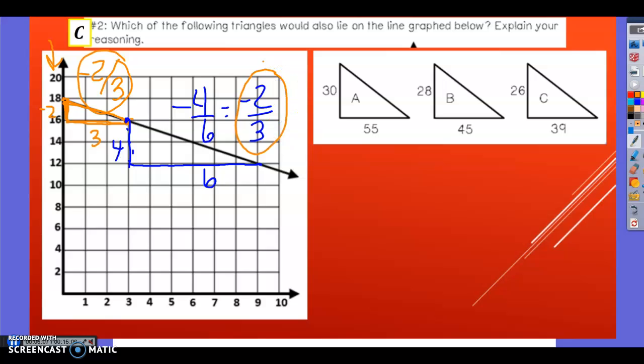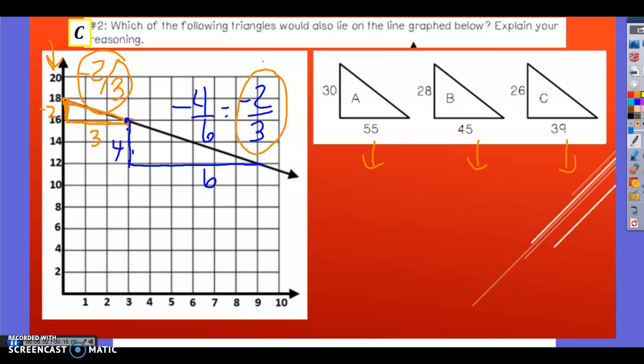The two triangles aren't the same. They have the same slopes to them, but they are called similar triangles. So what we want to do when we want to figure out if two triangles are going to lie on the same line, we want to make sure that they have the same slope. So we're going to look at their rise over run. So for each of these triangles here, let's calculate their slope ratios.